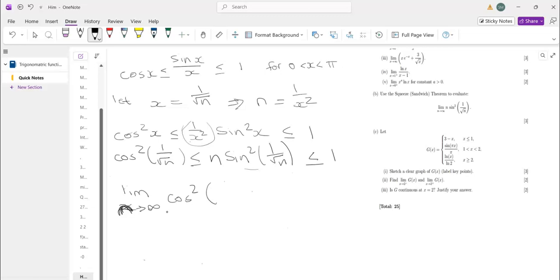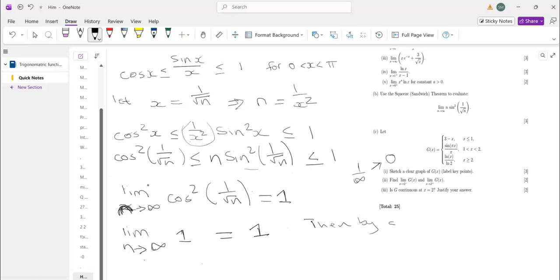cos squared of 1 over the square root of n. This is equal to what? Cos of 1 divided by a very large number tends to 0, right? Then the cosine of 0 is 1. Okay, so now let's do the limit as n approaches infinity of the upper bound, which is 1, and this is also equal to 1.